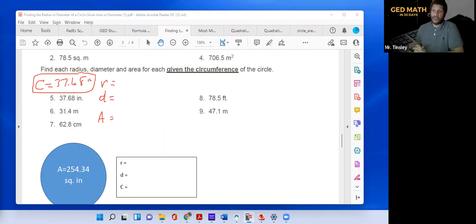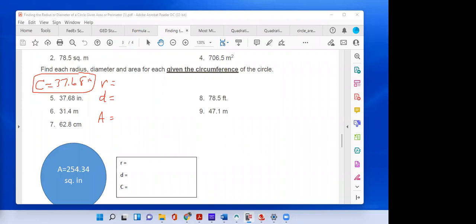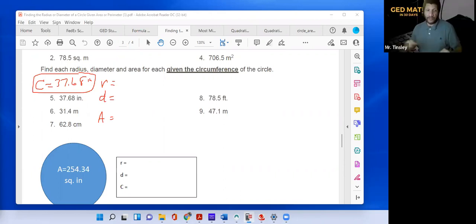So the circumference is, for the 3 people that just joined us, what we did was we're given the circumference and we need to figure out what the radius is, diameter, and the area. Now, again, the exam is only going to ask you for one of these. What I'm doing is asking all 3. So if you're able to calculate all 3, you'll be prepared no matter what they give you on the exam. So that was 3 minutes.